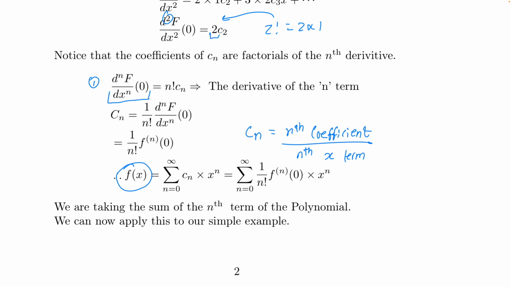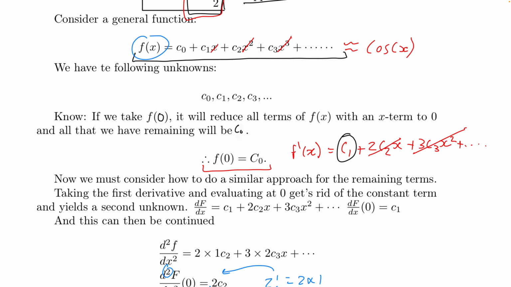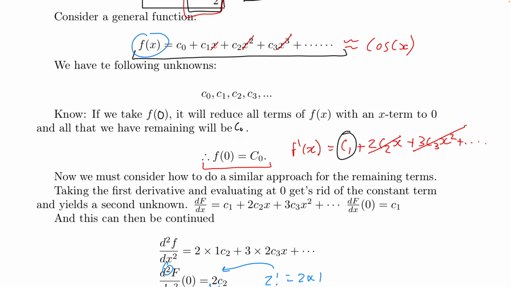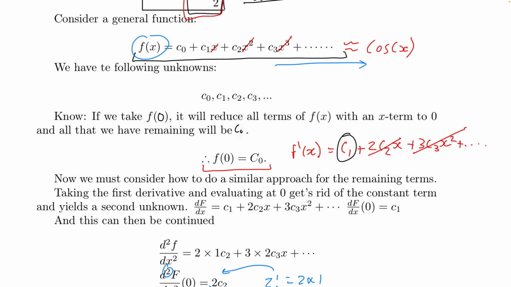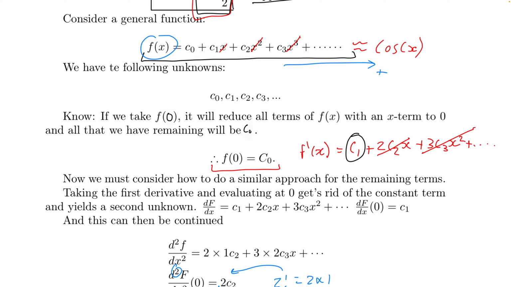So I'm taking the sum up to infinity, of course, following closely from this model that we have here, going on until positive infinity. I'm finding the sum of the cn term multiplied by the xn term. And I know that the cn term is just what we found up here. I've substituted that into there to obtain this general explanation for how to find an approximation of any function.